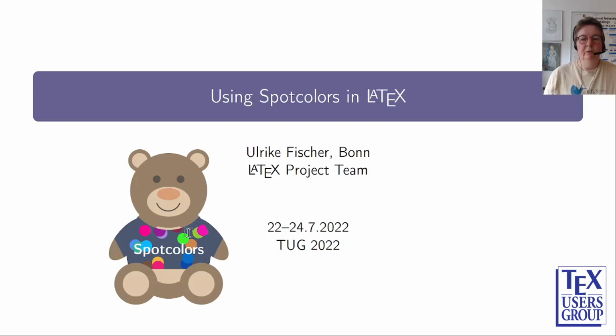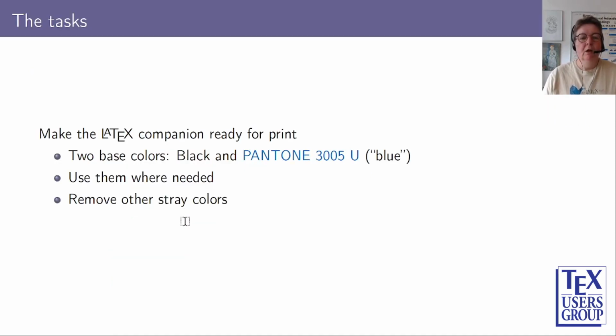Hello everybody. Welcome to my talk about how to use spot colors in LaTeX. Spot colors come up when we made the LaTeX Companion ready for print. The LaTeX Companion will be printed in two base colors, black and Pantone, that's a type of blue. And the tasks were to use the colors where needed and to remove all other colors from the document.